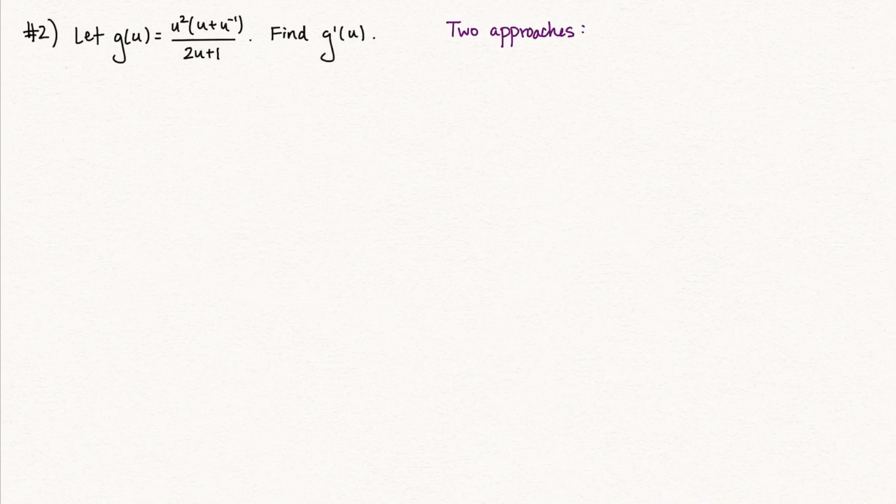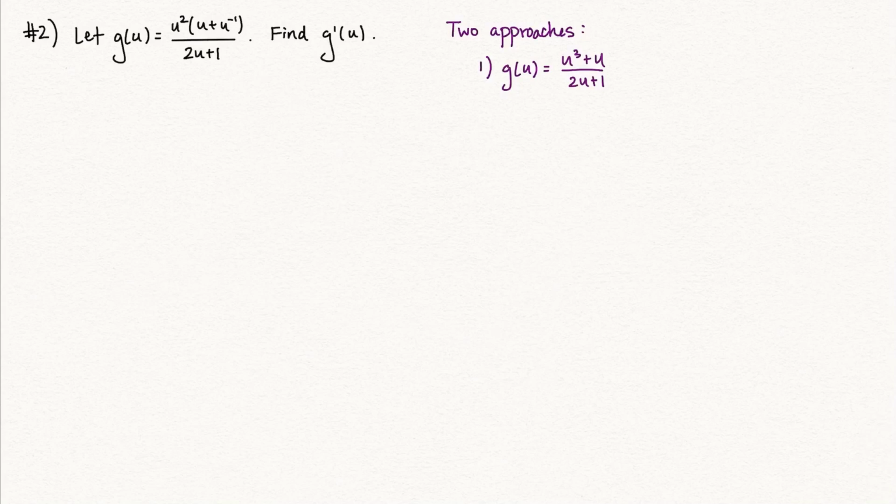The first way is recognizing that our function g of u can be simplified if we distribute out the numerators. So we would get u cubed plus u all over 2u plus 1. And in this form, this is just a regular quotient rule, just like our previous problem, right? So we would just go through the same steps and we would also arrive at the answer.